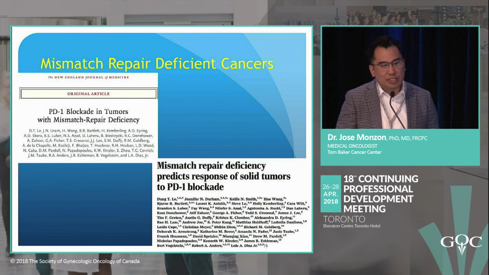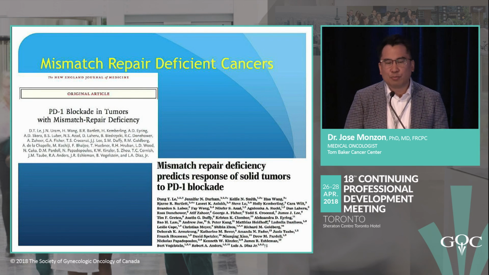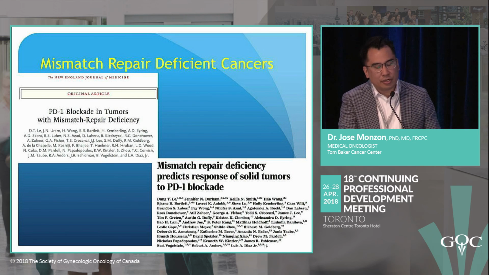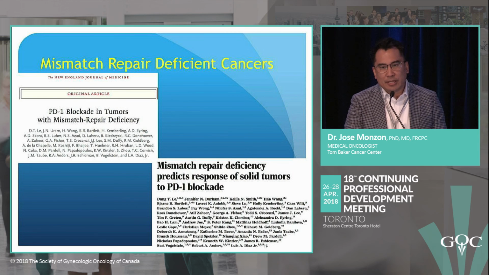Now, this brings us to the mismatch repair deficient tumors. This was published in the New England Journal of Medicine in 2015, and then subsequently in Science by Dung T. Le last year. What I like about this study is that this is the first drug approval by the FDA based off of a purely molecular status, regardless of the type of tumor that you had. So this was all types of tumors as long as you had mismatch repair protein deficiency.